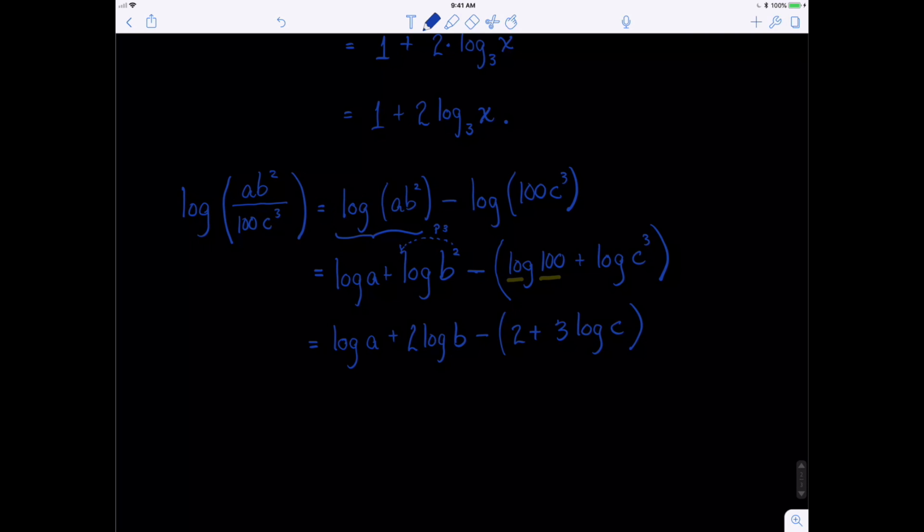And if you want, you could even clean it up a little bit and drop the parentheses. You could say that this is the same as the log of A plus 2 times the log of B minus 2 minus 3 times the log of C. And those are the properties of logarithms.